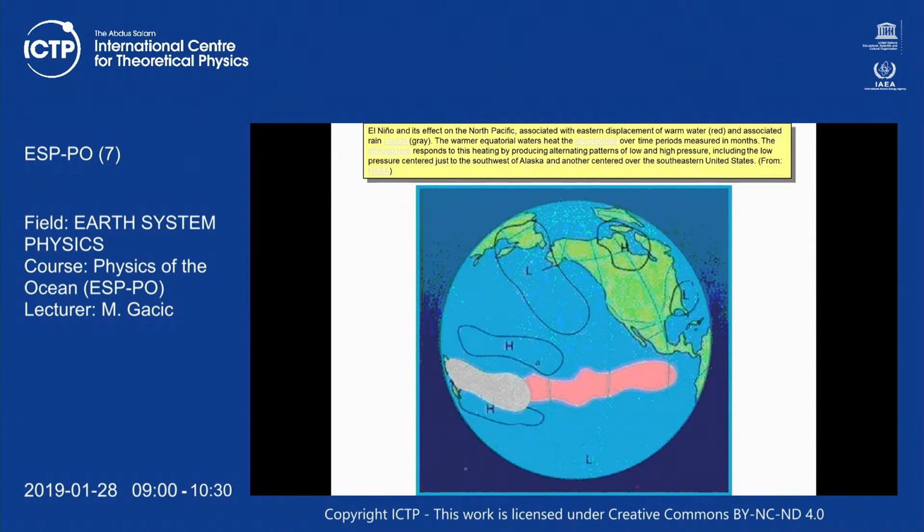Before we finish, let's think about how the El Nino manifests in different parts of the North Pacific. This is the American coast, you can see it. This is the eastern displacement of warm water, and associated rain clouds in gray.